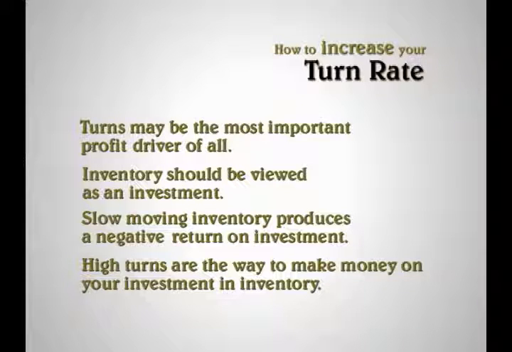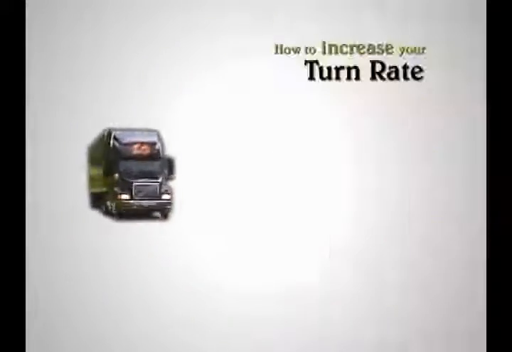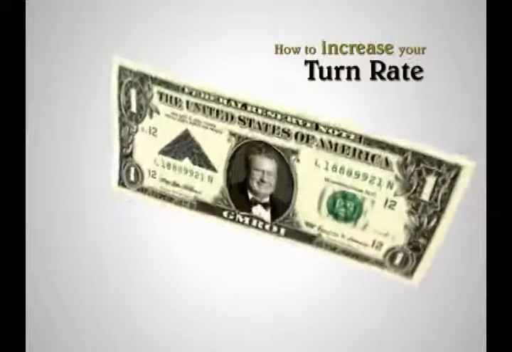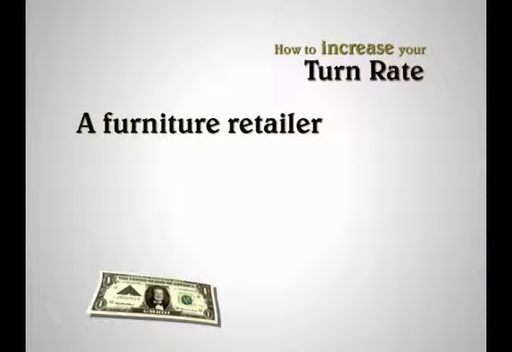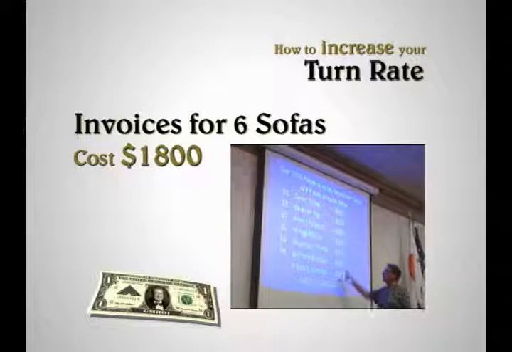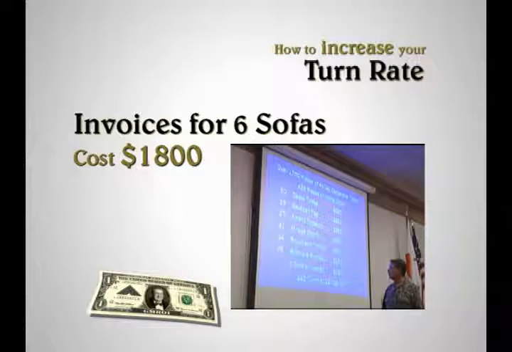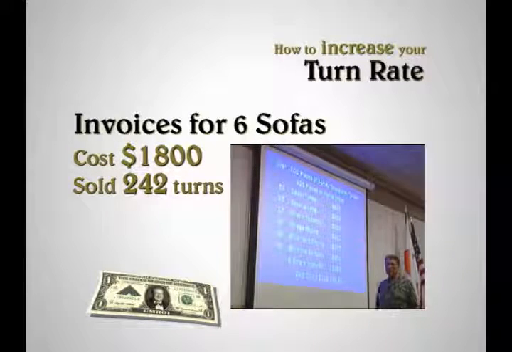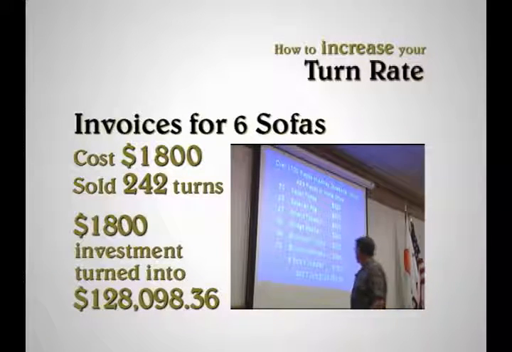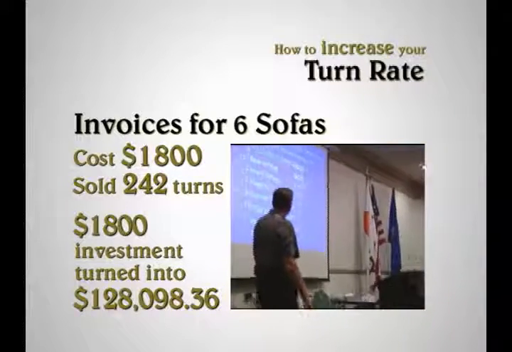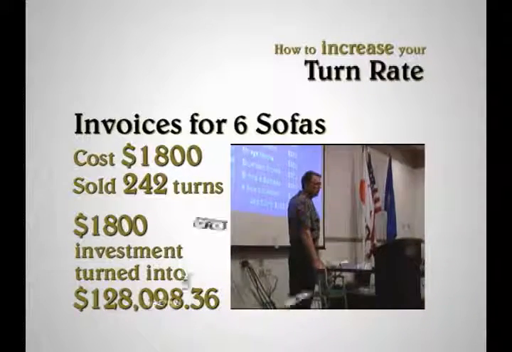Let's take a quick second and listen to one retailer talk about how he managed his GMROI on one particular sofa. In December, our invoices came in and were due in January for $1,800 on those 6 sofas. That was the cost. We sold 242 times for $128,098.36. $1,800 investment turned into $128,000.